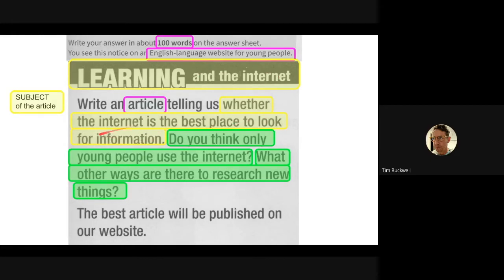Is the internet the best place to look for information? The green are the content points. Content points are the things which you must include in your answer, in your article. So we have 2 different things here, the subject of the article and then the content points, the points that you must include.